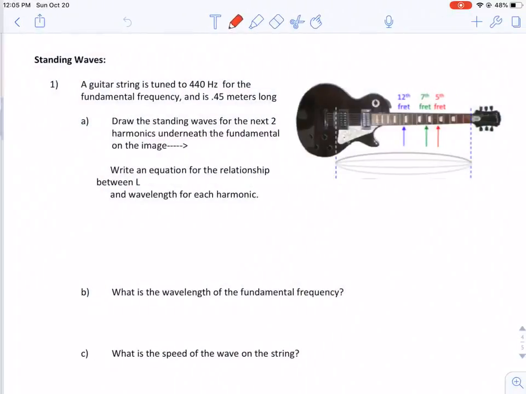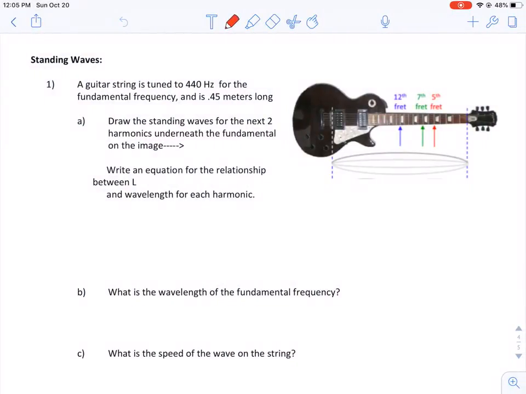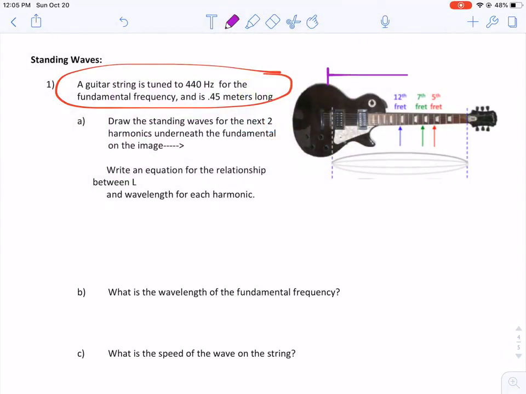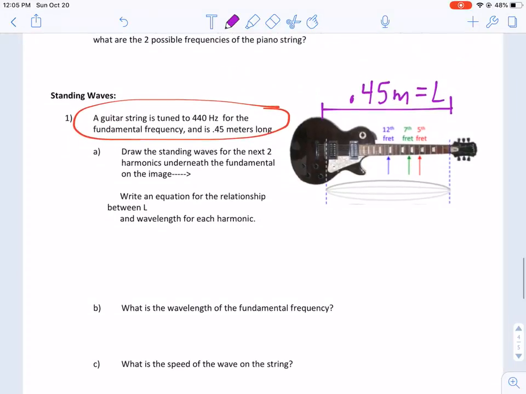So in looking at your problem set, you really have one big example about this, and it's given you this information. It's saying we have this guitar string, tuned to a fundamental frequency of 440 hertz, and we have a length, not a wavelength, a length of 0.45 meters. We can use that to calculate many different things. Letter A you'll get from notes.